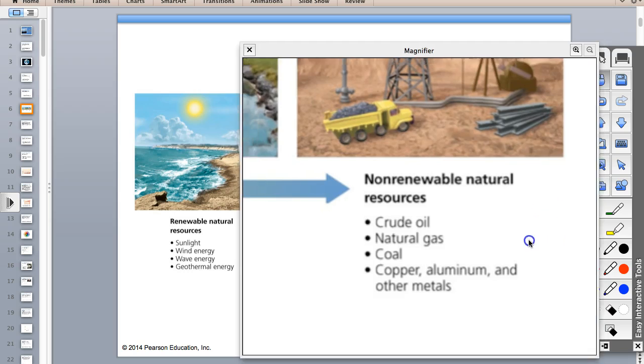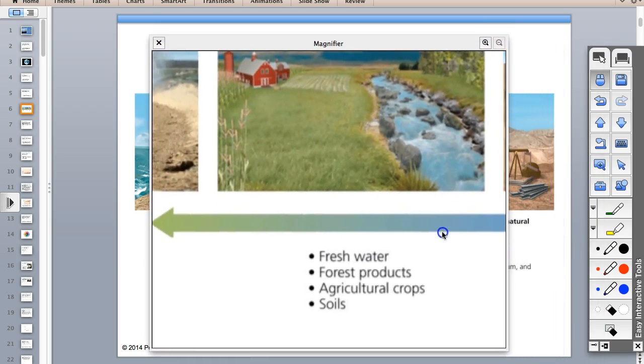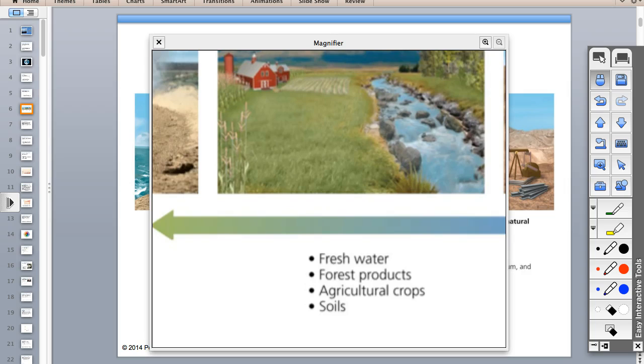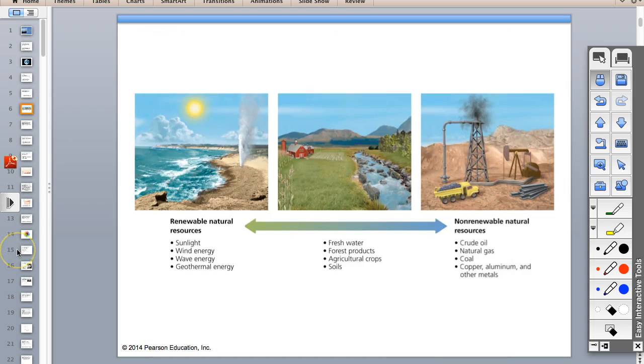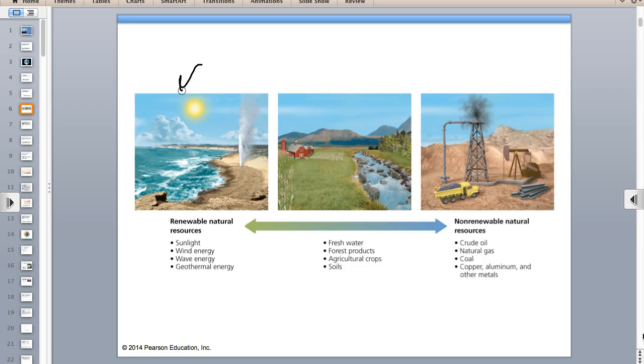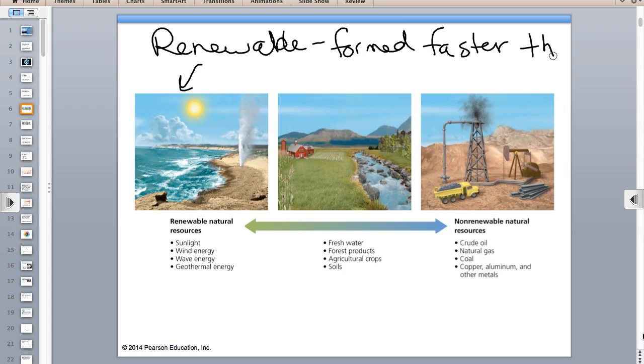And then notice in this picture, there's actually something in the middle of this continuum. Things like water, forest products like trees, crops and soils. Those things can actually go either way. So this is not like 4th grade environmental science where the sun's always out, so it's renewable. I mean, that's true, but the key defining feature between a renewable and a non-renewable resource is that a renewable resource gets formed faster than the rate of use.